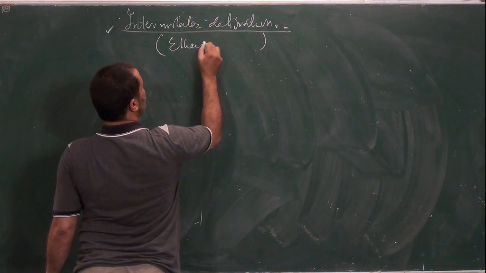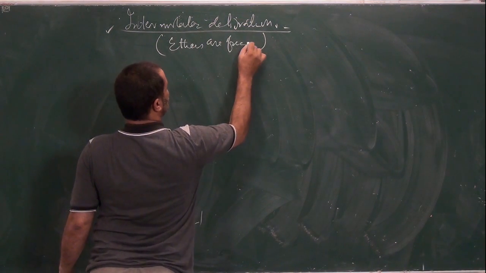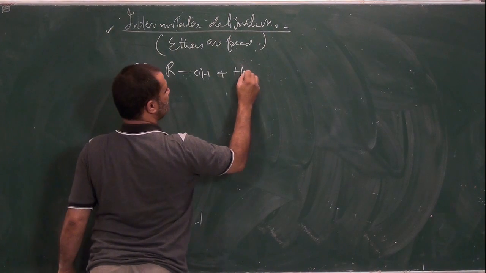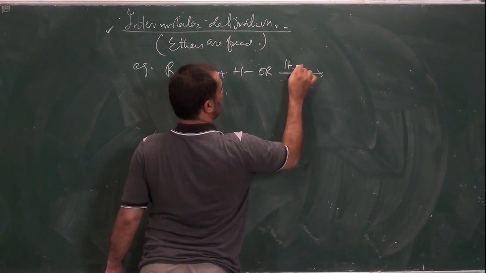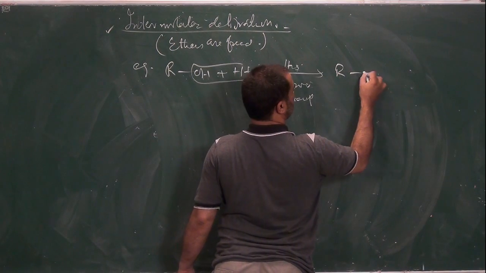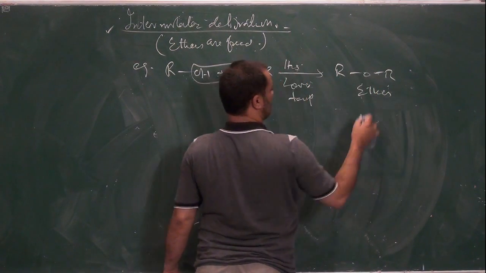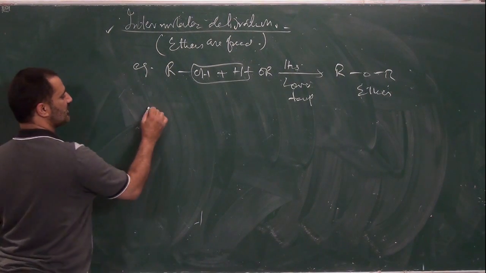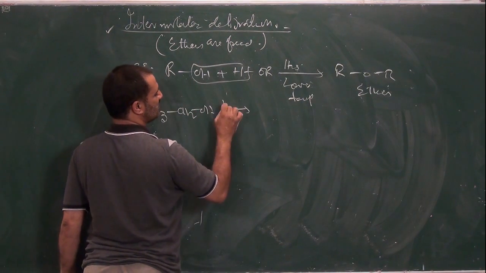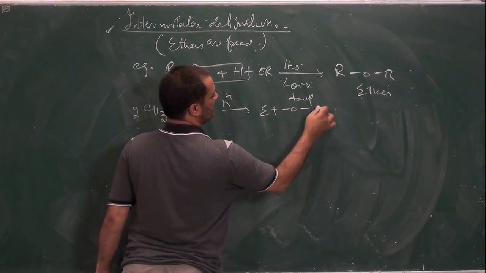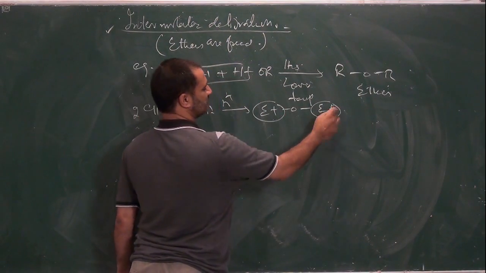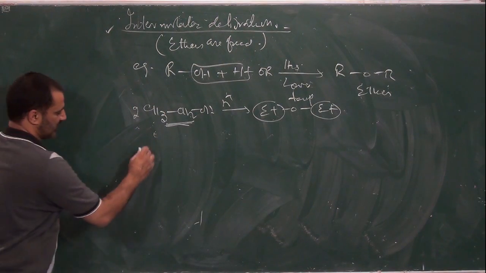ethers are formed. For example, ROH plus ROH in the presence of H2SO4 at lower temperature. Substitution takes place, giving ROR, which is an ether. Now, example and then mechanism. CH3CH2OH twice in the presence of H positive gives EtOEt, that is C2H5OC2H5, ethyl and ethyl. Now the mechanism of this reaction.